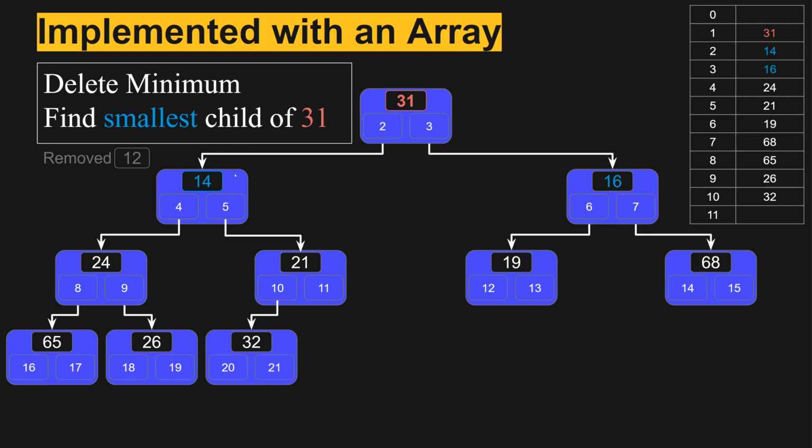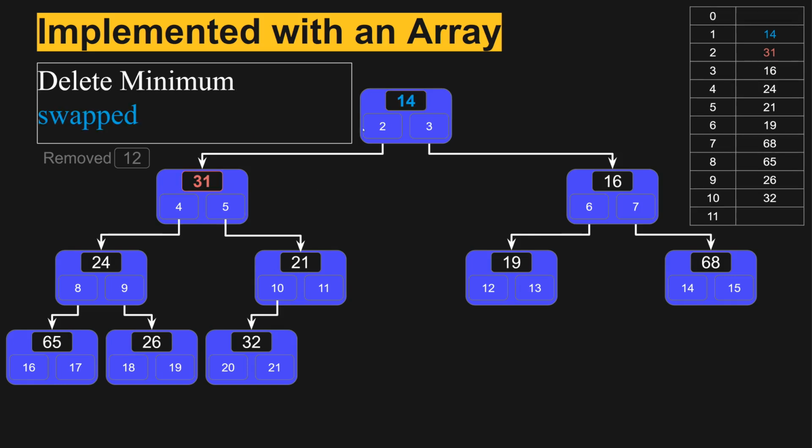We find the smallest child of 31. So we have 14 and 16. It picks 14. That's the smallest. We then swap 14 with 31. So we now have 14 at index 1 and 31 at index 2.